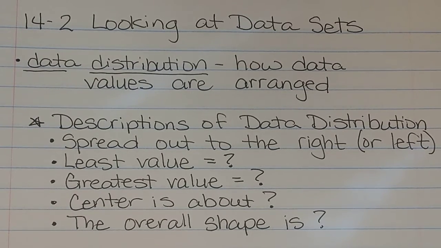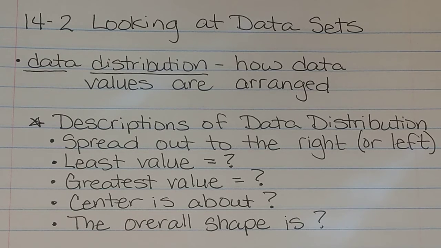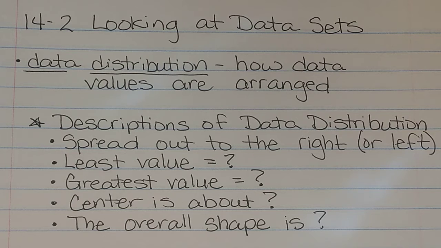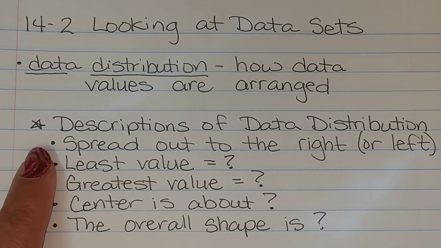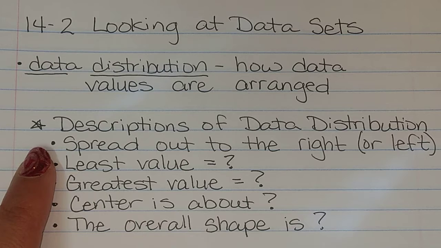Hi all! In this video, we're looking at topic 14, lesson 2, and in this topic, we're going to be looking at data sets. First, let's look at how can we describe data distribution, which means how data values are arranged. We do this by looking at its overall shape, its center, and the least and greatest values. So here's some descriptions that we can use when we're talking about data distribution.